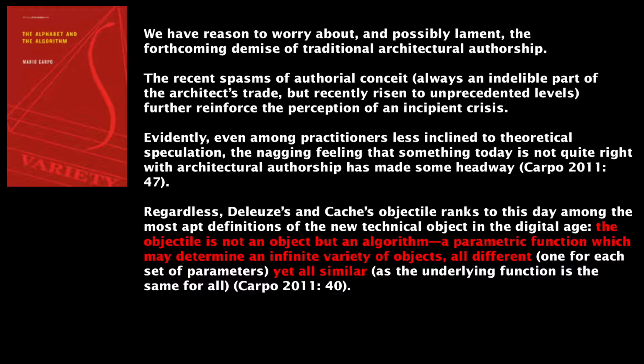So we clearly see that the architectural object, as known for 600 years, clearly changes. And Mario Carpo, with Bernard Cache and Deleuze, brings forward a new name for it. It is the objectile. Objectile is not an object, but an algorithm, a parametric function which may determine an infinite variety of objects, all different, yet all very similar. The architecture becomes a kind of mutable, transformable essence, all different but yet similar, in the form of new digital objects, objectiles.